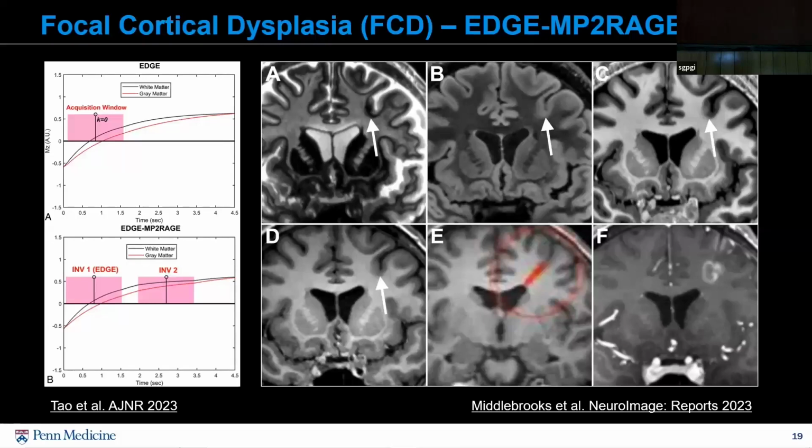And here's an example of a left frontal FCD. Visualized as thickening of that etching artifact again in panel A, probably more conspicuous than the subtle thickening seen on the FLAIR in panel B and not well seen on T1. Apparently, this also corresponded to spiking on MEG, and the patient went on to have an ablation as seen in panel F.